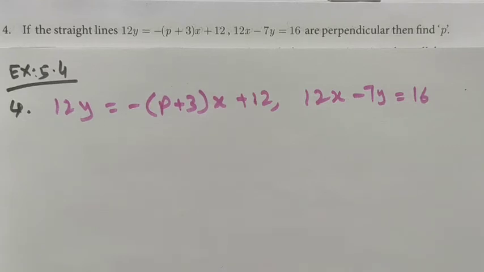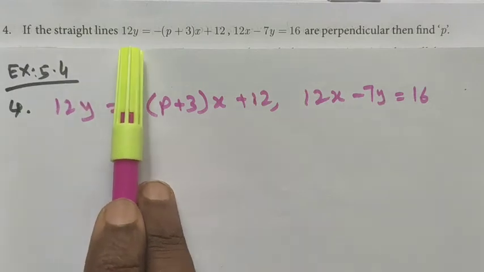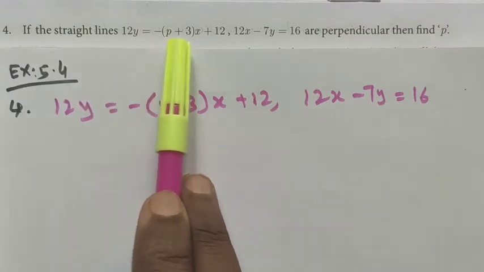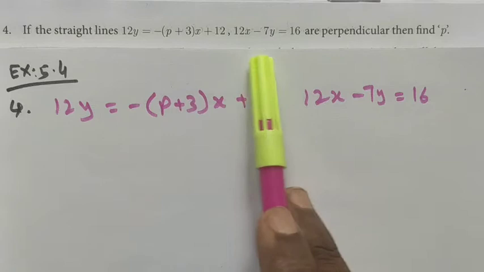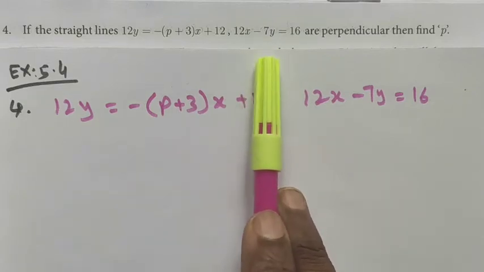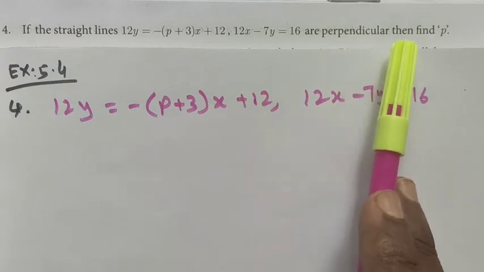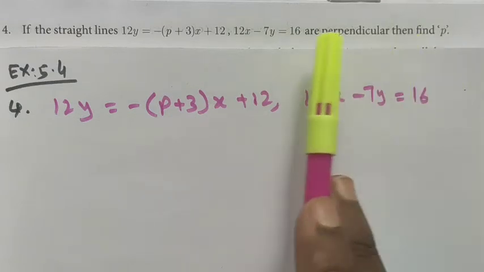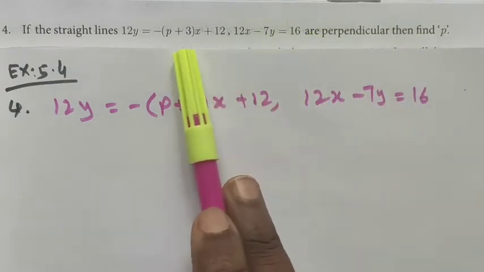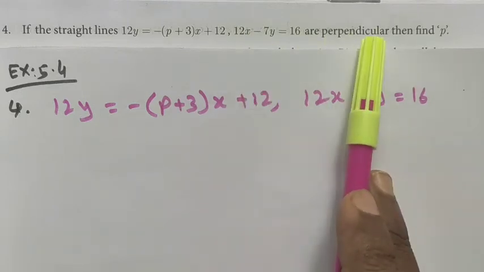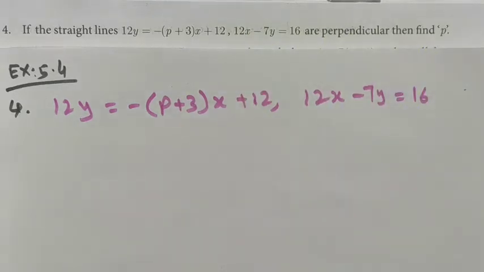Class 10, exercise number 5.4, question number 4. If the straight line 12y = -(p + 3)x + 12 and another line 12x - 7y = 16 are perpendicular, then find the value of p. The condition is that both these equations are perpendicular, and we want to find the value of p.